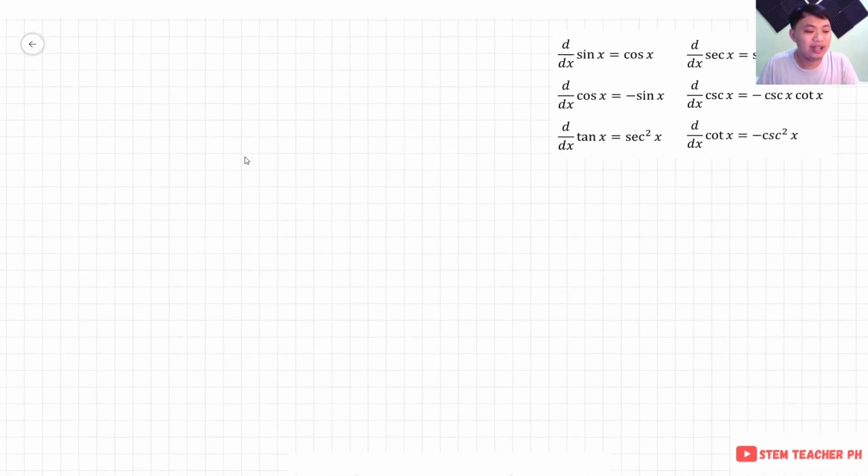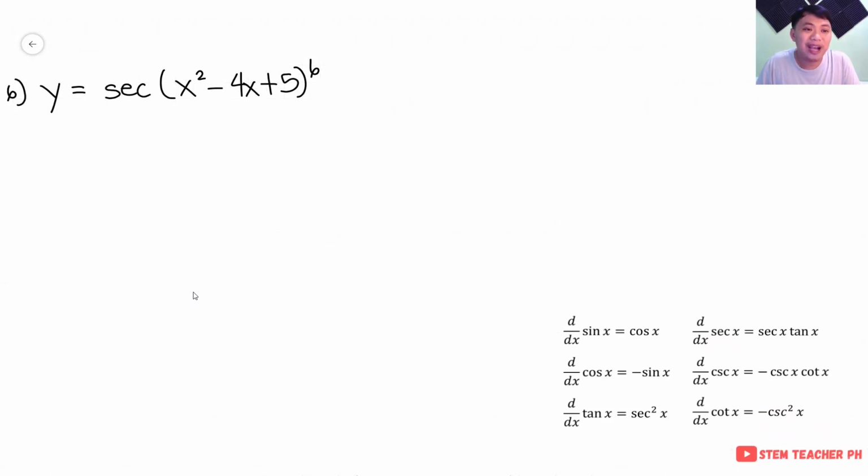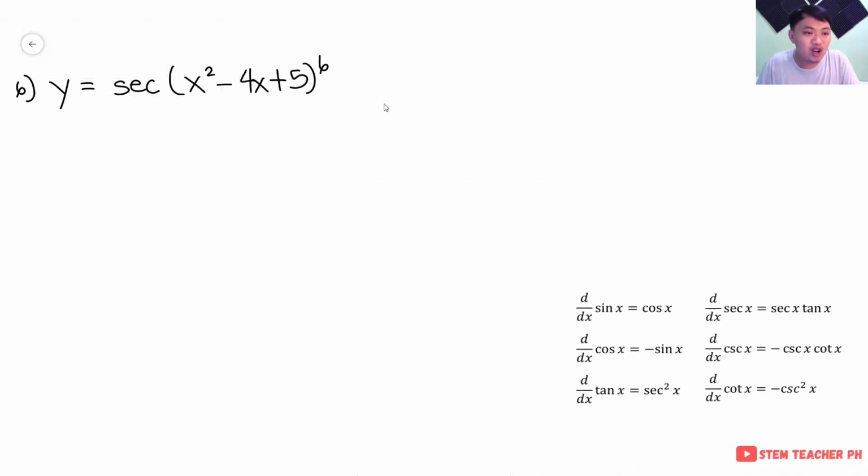So we have y is equal to secant of x squared minus 4x plus 5 raised to 6. Medyo magiging komplikado lang siya kasi etong nasa loob, medyo meron pa tayong terms, x squared minus 4x plus 5, tapos naka-raise siya kay 6. So we have to apply chain rule dito, tapos kailangan pa ulit natin gumamit ng chain rule para sa derivative ng nasa loob kasi this is raised to 6. Kaya for this one, sasagutan natin to ng mahabang proseso ng chain rule.